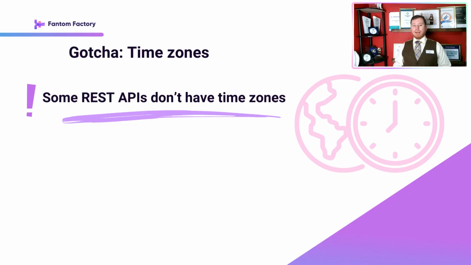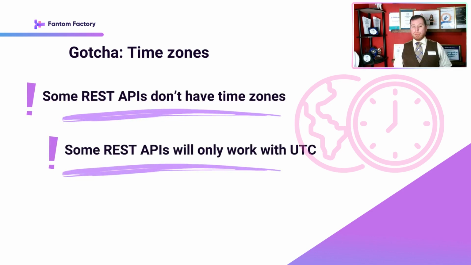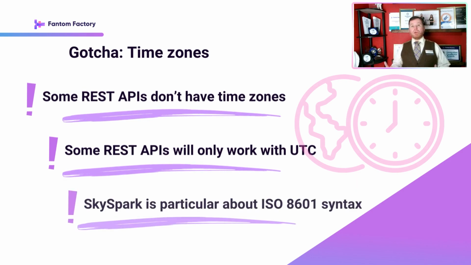Probably one of these. SkySpark handles time zones really well. In fact, a little too well. And it's often easy to forget that they are actually difficult. So difficult, in fact, that other REST APIs just ignore them and won't accept time zones at all. Other REST APIs, to get around the issue, will only work with UTC, forcing you to convert all your time zones to and from UTC. Also beware when receiving date times from servers.